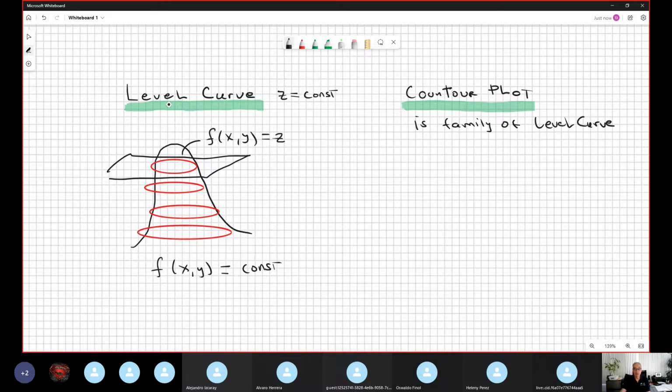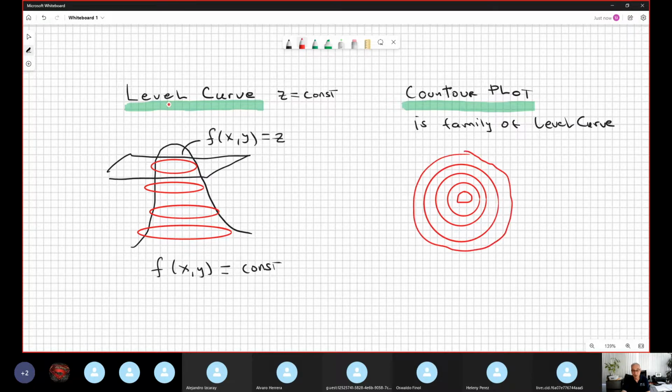Okay. And you see, for example, the floor plan, and you see something like that. So I try to do my best, guys. The whiteboard, I try to fix it. Okay, you use your imagination. Suppose this is z equal 1, and this is z equal 2, and this is z equal 3, and z equal 4, and z equal 5. Okay, so this family gives me information about the surface.